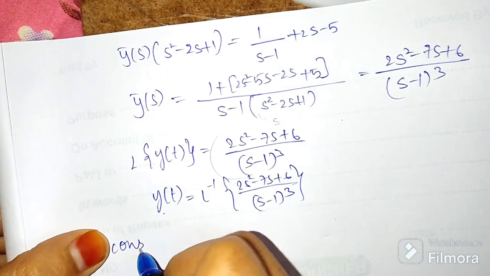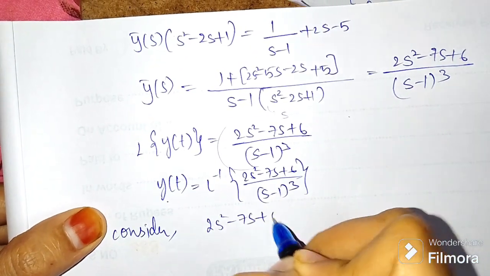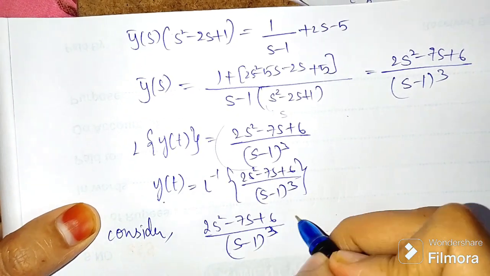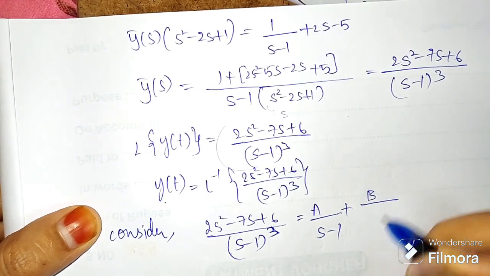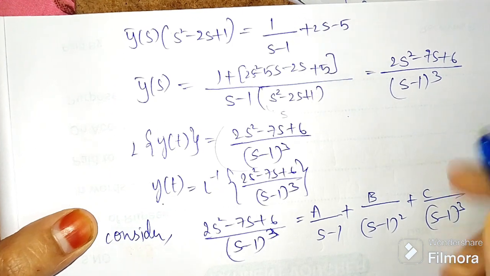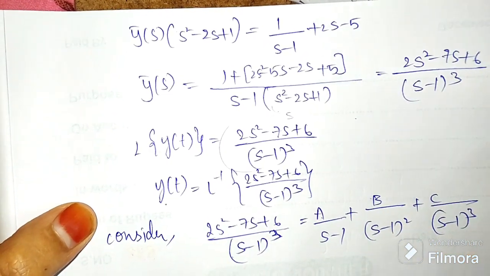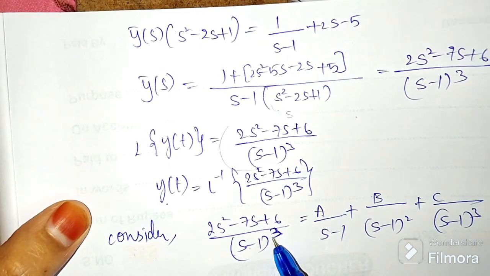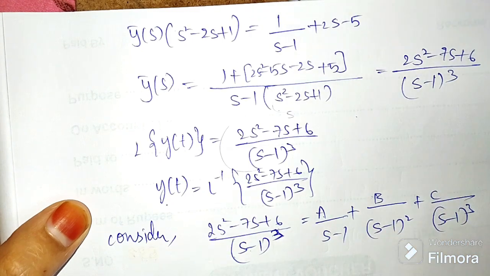Consider 2s square minus 7s plus 6 by s minus 1 whole cube. When a linear factor is having power, how do we write it? A by s minus 1 plus B by s minus 1 whole square plus C by s minus 1 whole cube. Because it is linear, we take all constants, don't take quadratics. This is how we take when a linear factor is having power like this. If it's 4, I'll take D by s minus 1 whole power 4, like that.